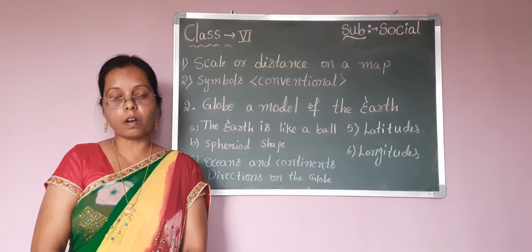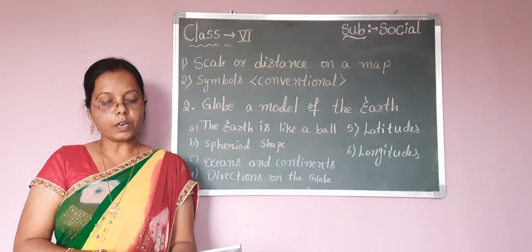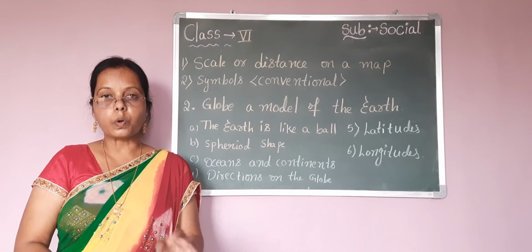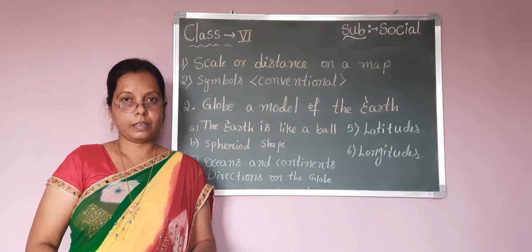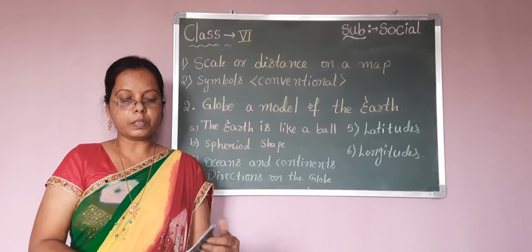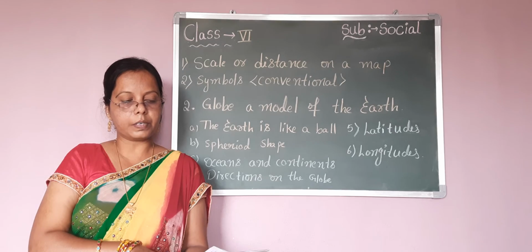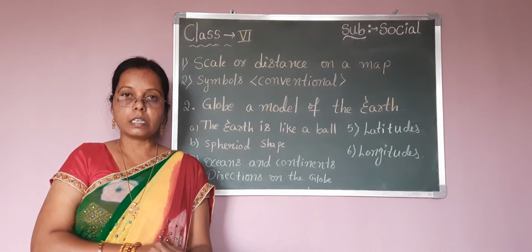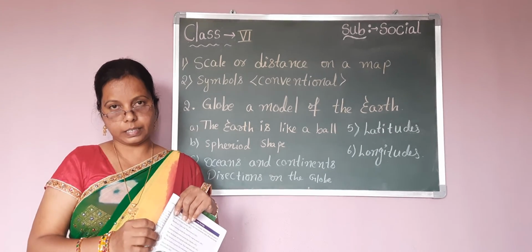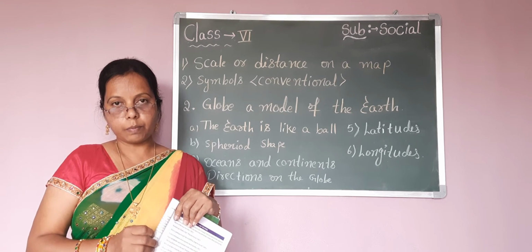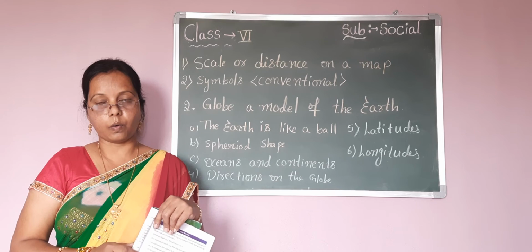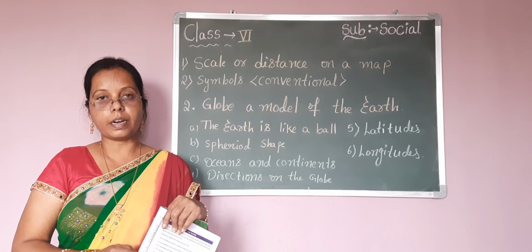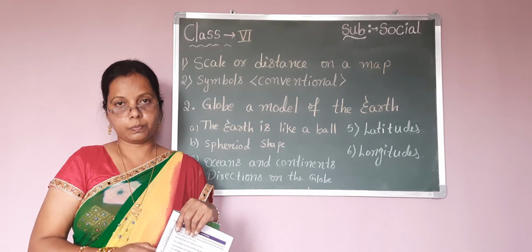And here, longitudes. What are longitudes? Longitudes are vertical lines. These are also imaginary lines. But these longitudes are unlike the latitudes. These lines are all of the same length. How many longitudes do we have? We have around 360 longitudes.